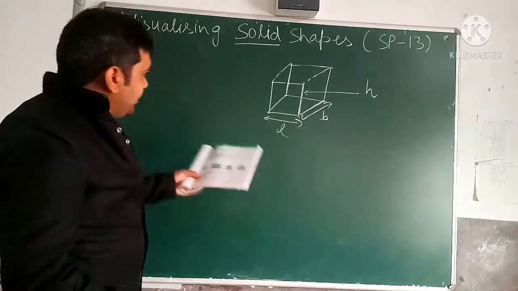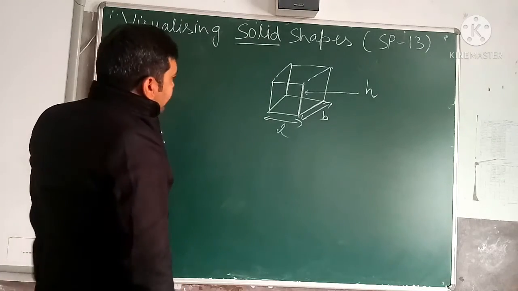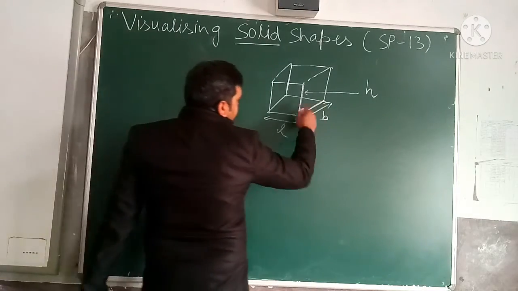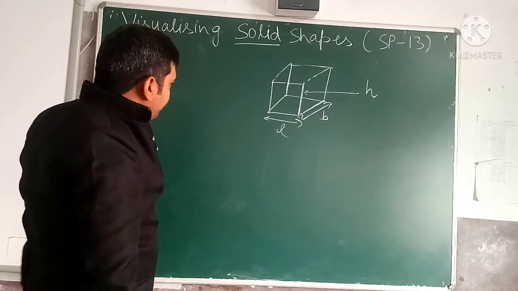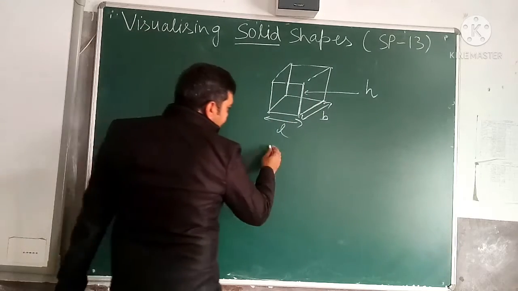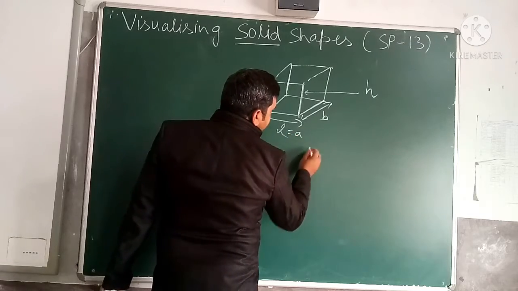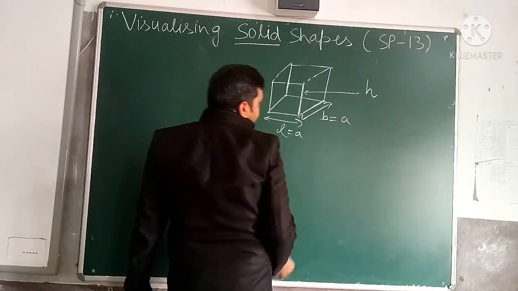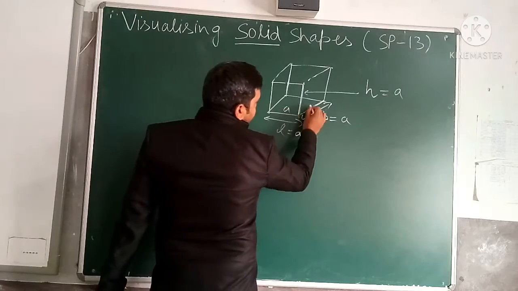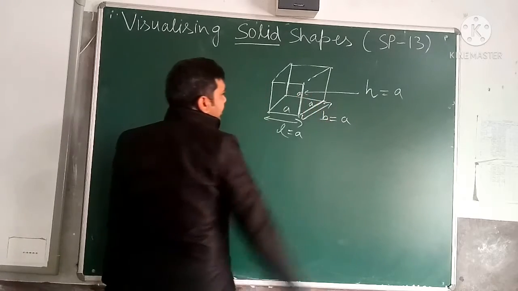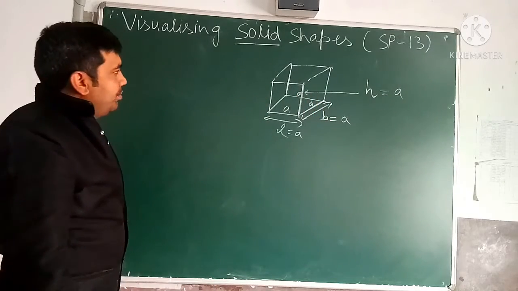Now this is a cube. In the cube, the three dimensions are the same. The three dimensions of this are the same, so that results in a cube. Means if the length is a unit, the breadth is also a unit, and the height is also a unit. This is a, this is also a, and this height is also a. Then it will be a cube.